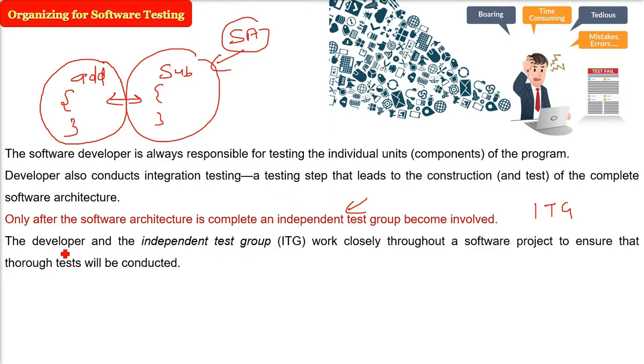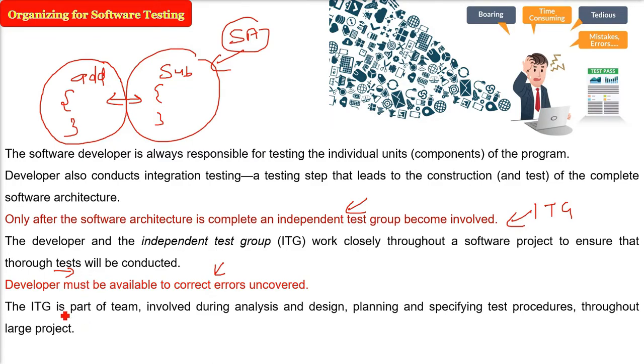So why do we want the independent test group? Because we want the freedom. There has to be someone who is not from the development team. Then only can the problems be uncovered. But the developer has to be available. The developer must be available to correct the errors which are uncovered.